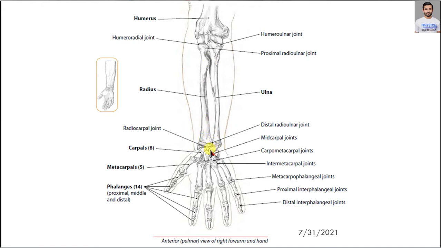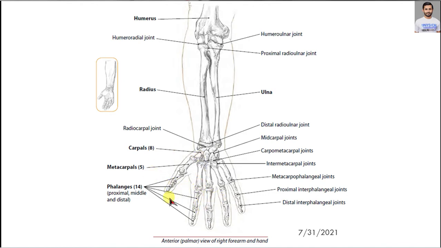So then we can see the carpal bones. There are 8 carpals. We will discuss individual carpal bones after some slides. Then we can see the metacarpals, and finally we can see the phalanges. There are 2 phalanges in the thumb, and there are 3 phalanges in the rest of the fingers.